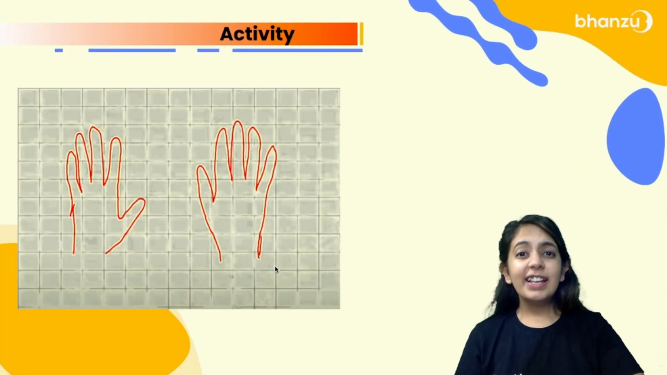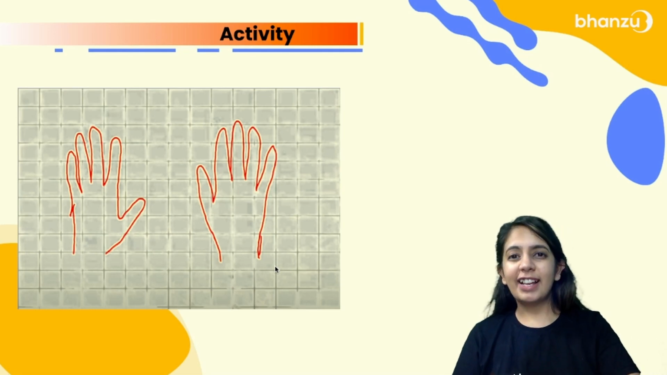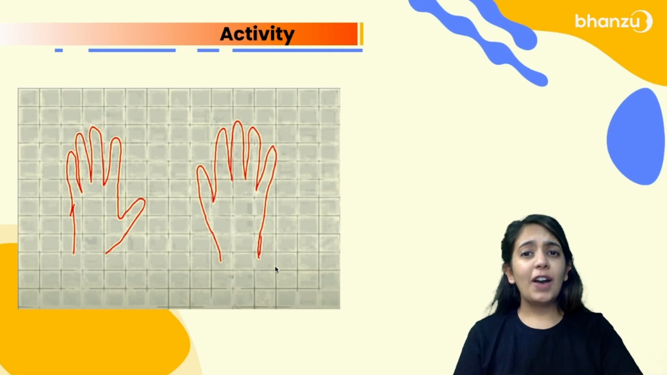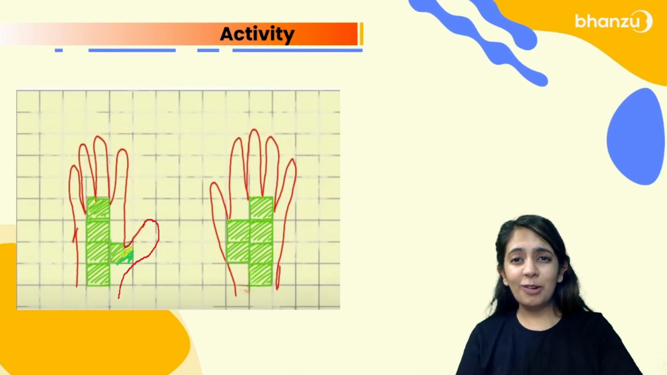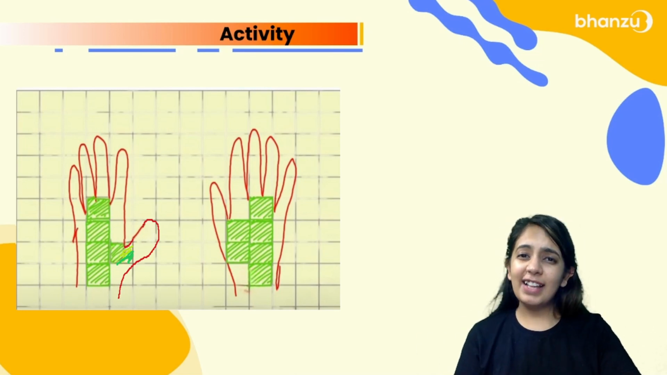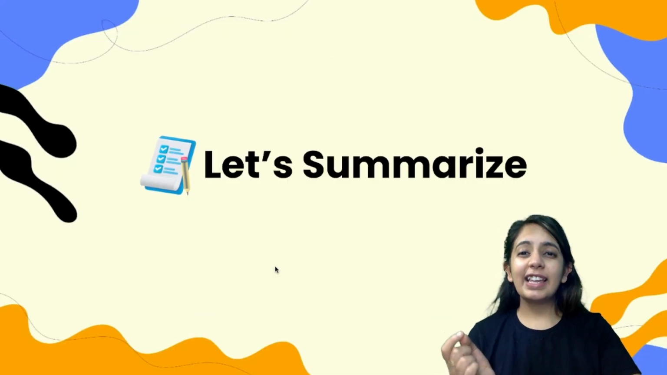Now moving ahead, let's trace our palms and calculate its area. So again, you have to figure out how much is full square boxes, the half square boxes, less than half, more than half. And that's how you can also find out the area of your palm.